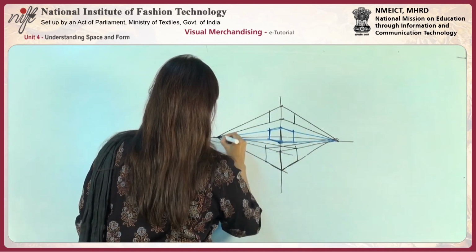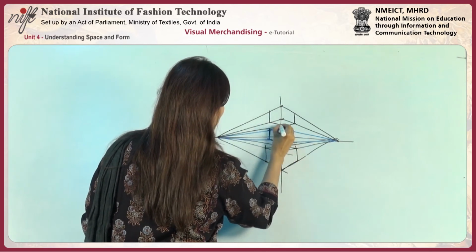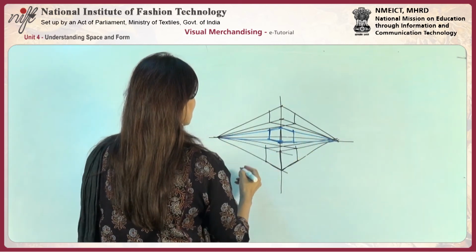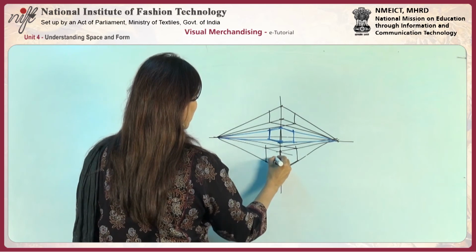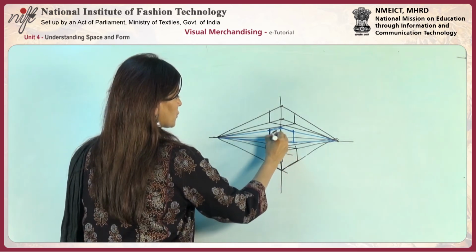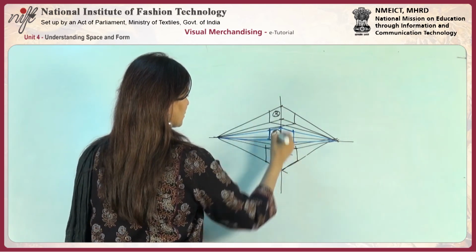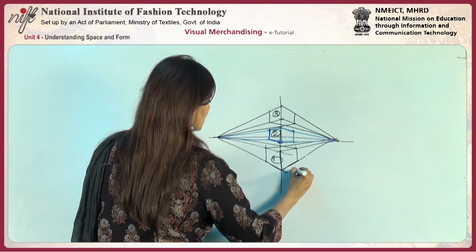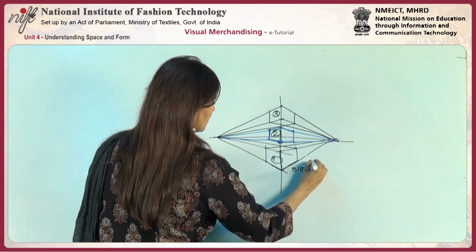And these points would get vanished to this. This point would get vanished to this. So this is my box 1, box 2, and my box 3. This is bird's eye view.